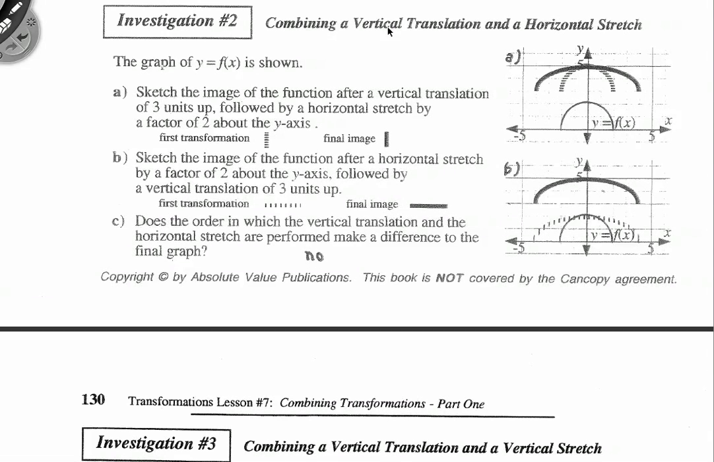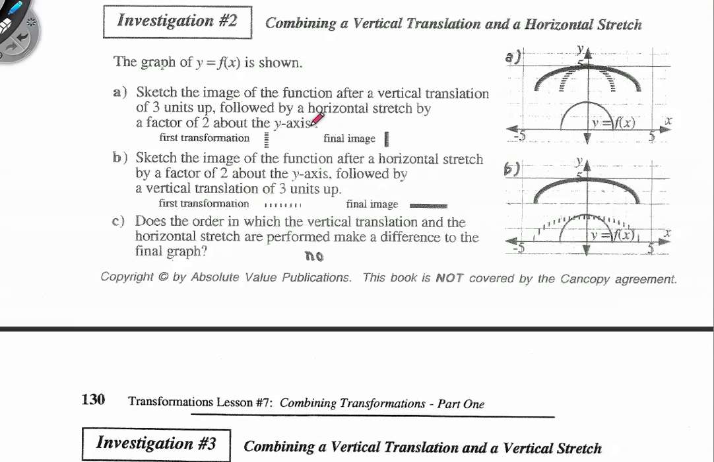Here we're looking at combining a vertical translation and a horizontal stretch. So sketch the image of the function after a vertical translation 3 units up. So we go from here, semicircle, all the way up to this dotted semicircle. That's a vertical translation. Now we're going to have that followed by a horizontal stretch. So what would that look like?